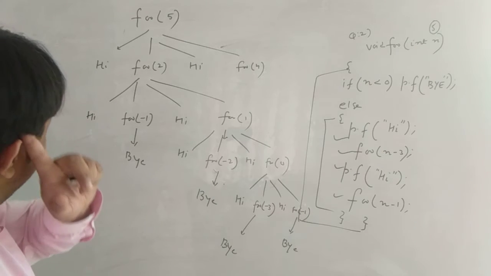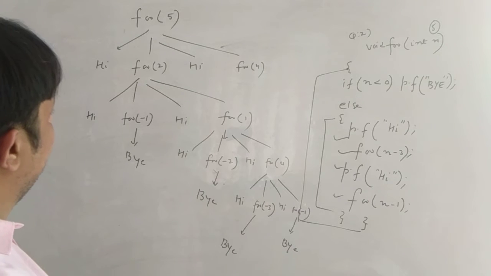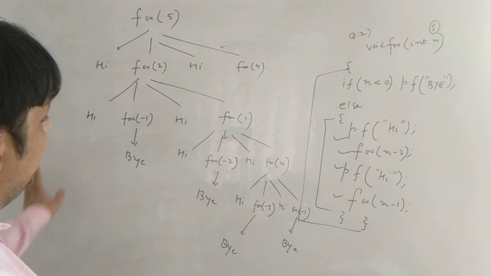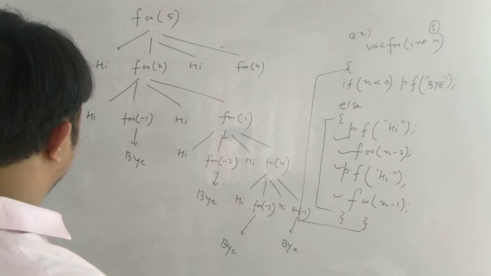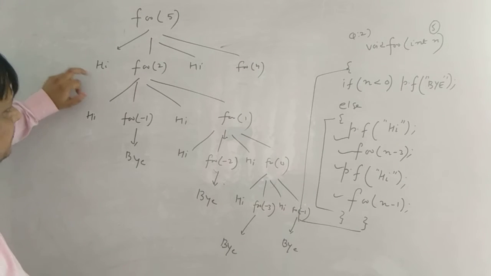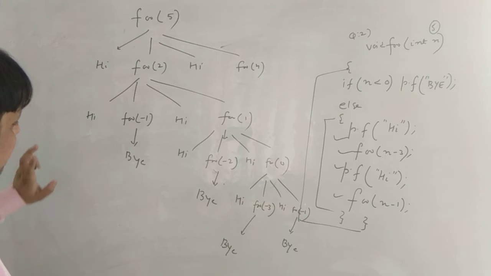So far, what is the answer? So far, I am calling foo(2) only. When you call foo(2), this is your output. So what is the output? For the short notation, for hi I am simply writing H, and for bye I am simply writing B.